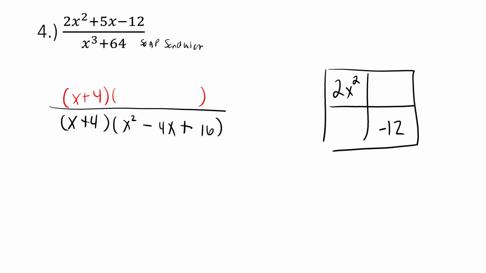So here's what I'm going to do. I am going to roll the dice, so to speak, and put an x plus 4 right there, and let's just see if it works. Okay, just going to see if it works. So let's see. x times, this would make this 2x. 2x times x would give me 2x squared.